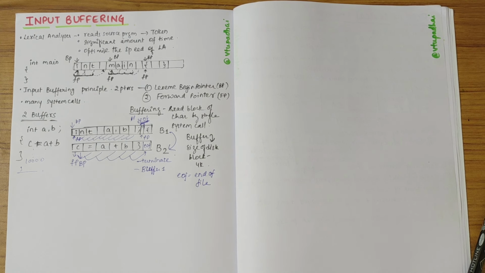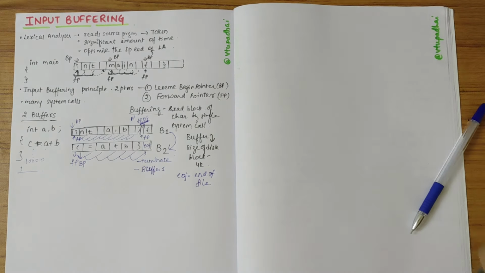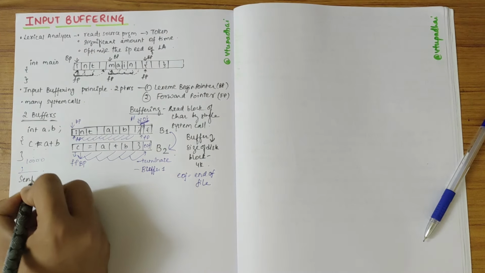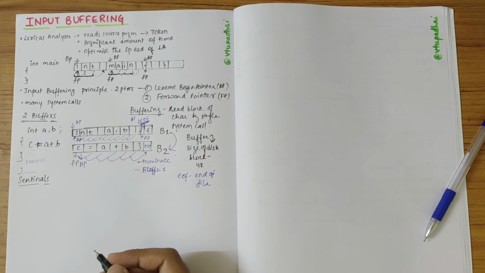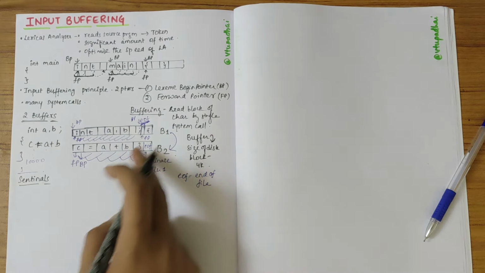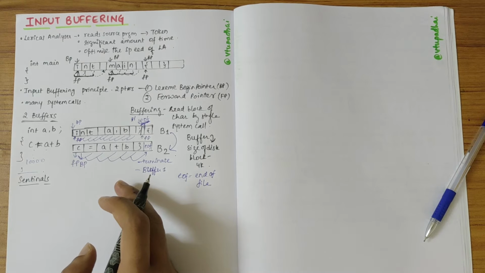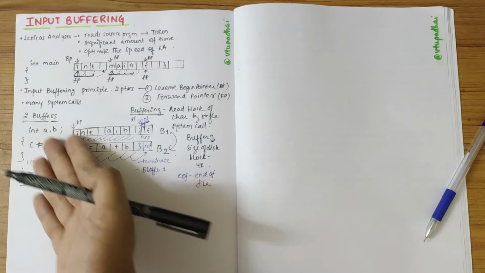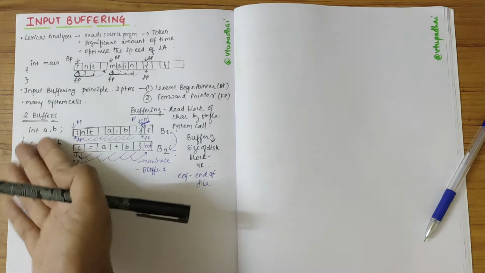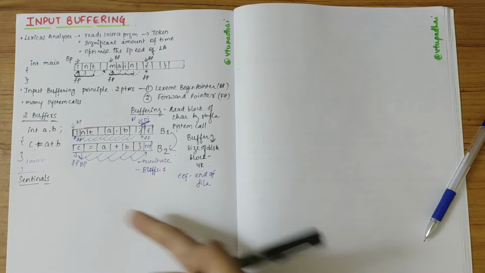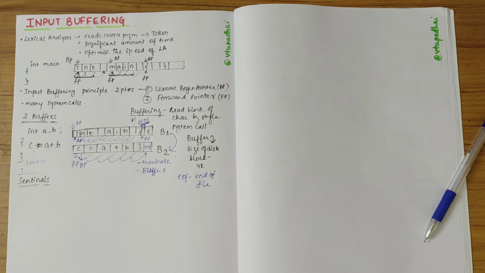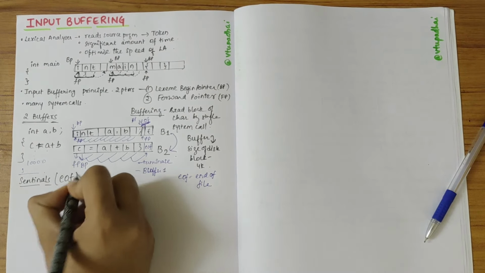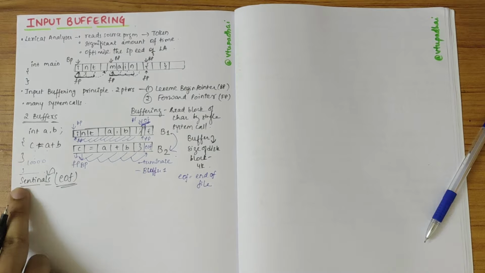So here we have the concept of sentinels. As I explained, sentinels are the special characters which are included in the buffer. These special characters should not be part of the source program, but it is necessary for the pointers to identify them. So EOF, end of file, is one type of sentinel.